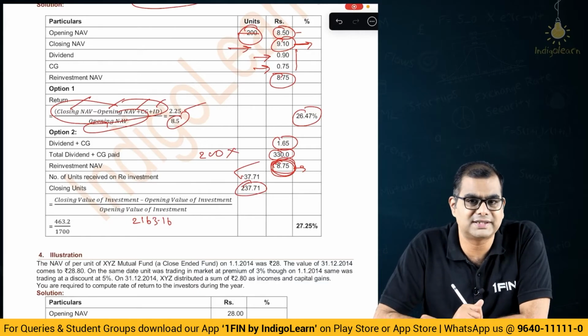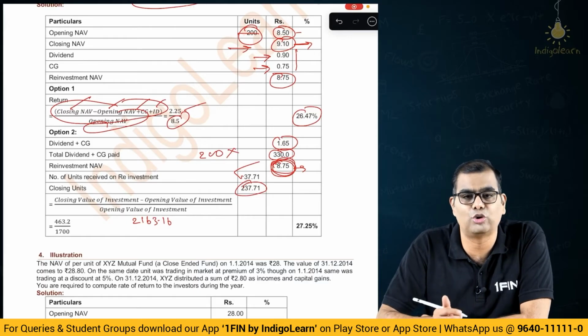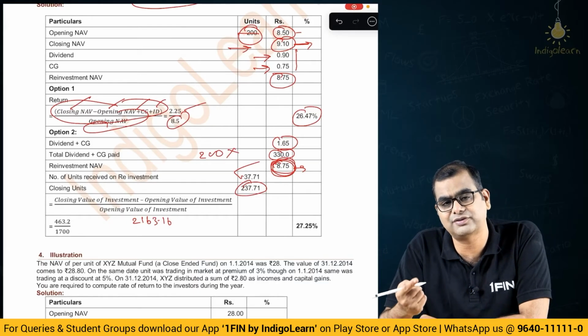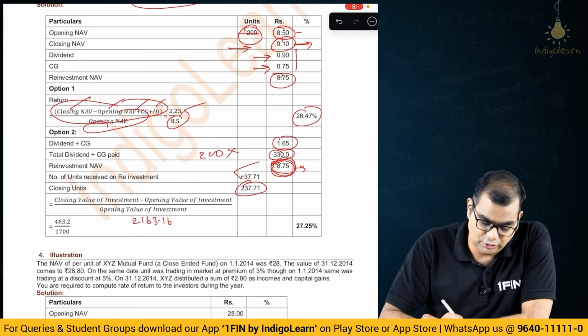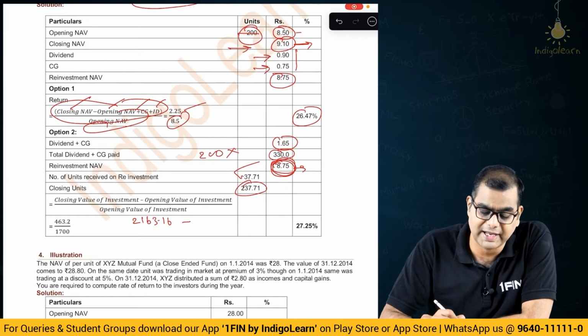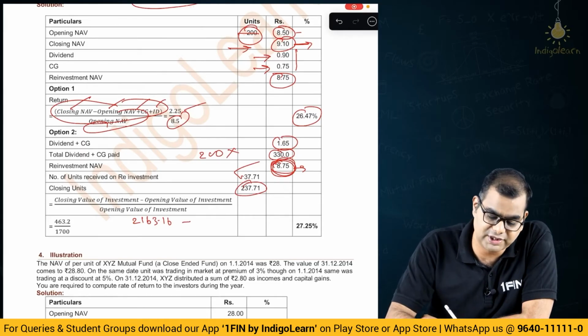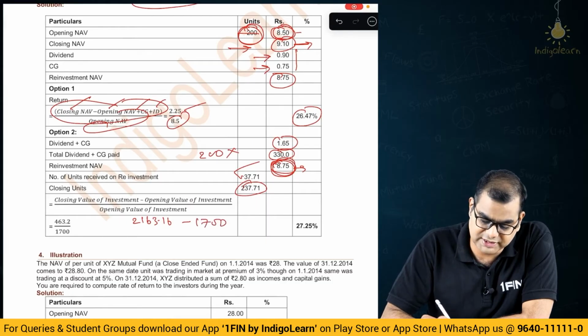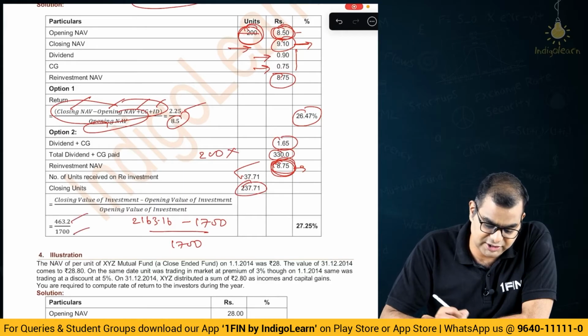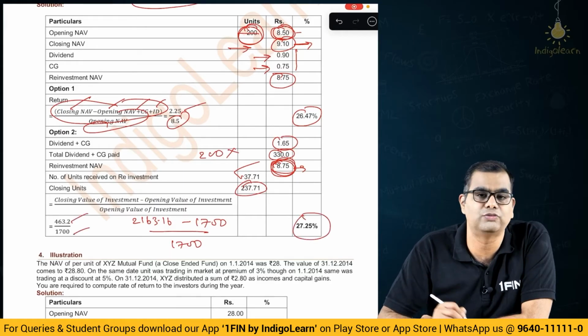Do you add capital gains and dividend here? No, you don't. Why? Because that amount, instead of coming in cash, you have already received in the form of additional units. So total closing value is 2163. And what was the initial investment value? You invested in 200 units at 8.5, which is 8.5 into 200, which is 1700. So 2163.16 minus 1700 divided by 1700, you basically get 463.2 by 1700, which is 27.25.